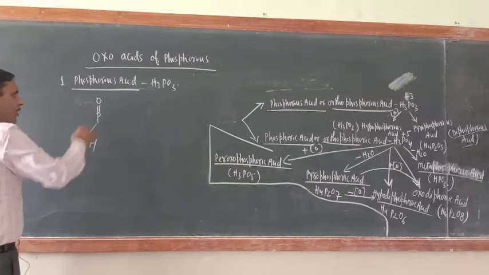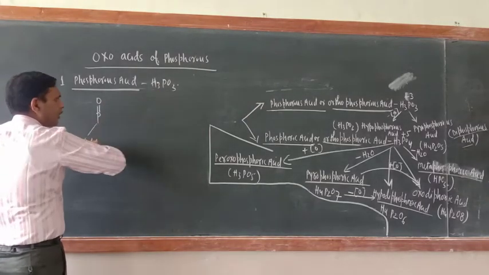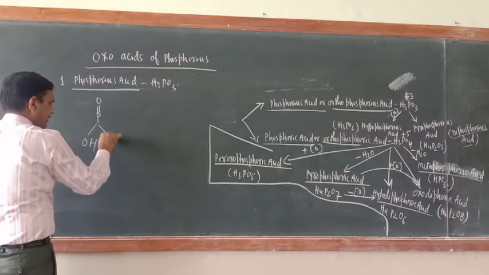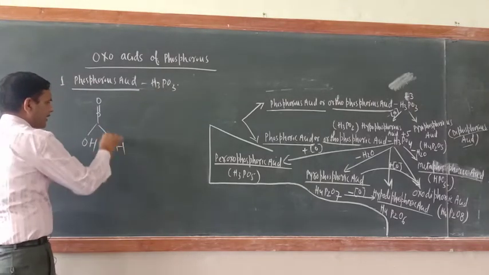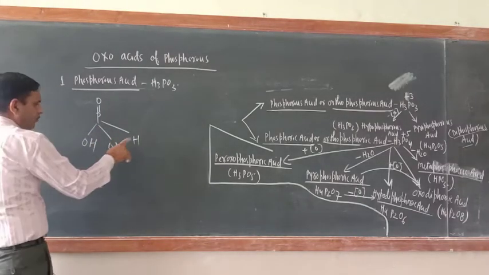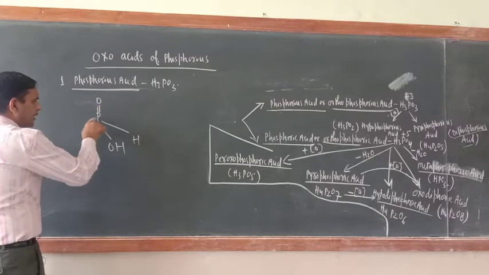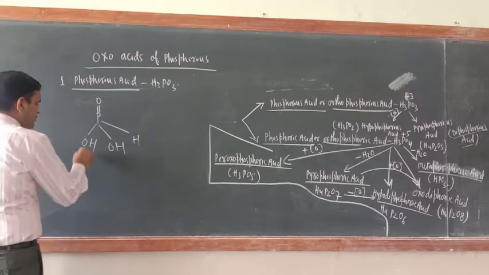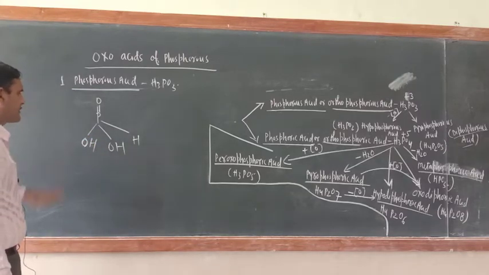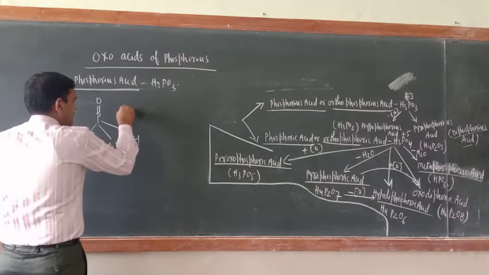Now how many O are left? Now 2 O you have written, so 1 O is left and 1 H is left. So one more OH. Now count: 3 hydrogen, 3 oxygen, and 1 phosphorus. Now just try to understand here. In the structure of this one, how many OH bonds are there? 2 OH bonds.